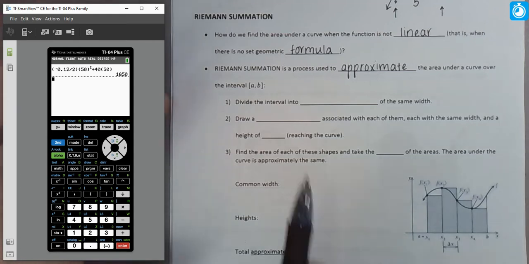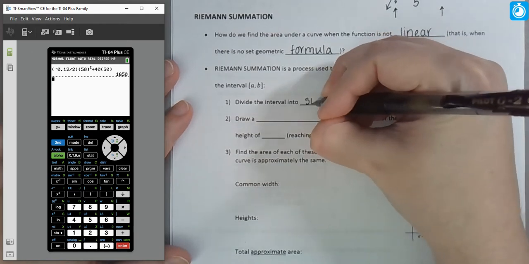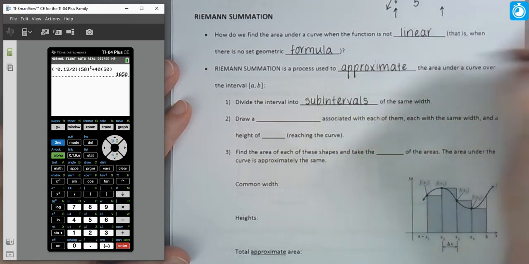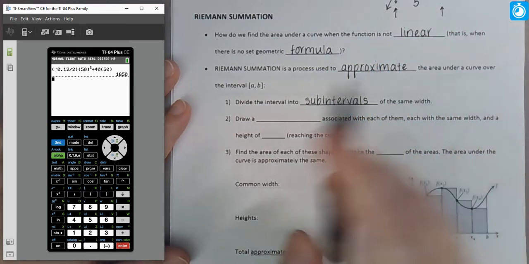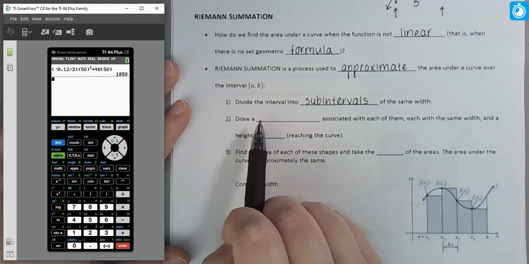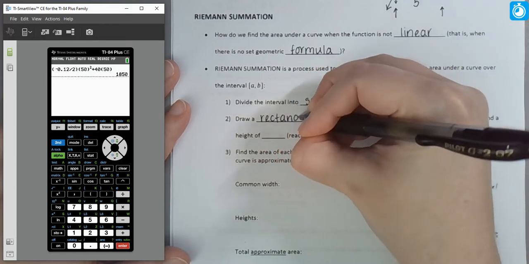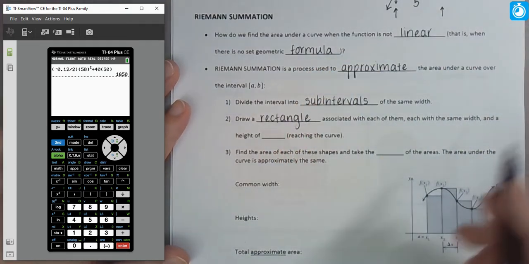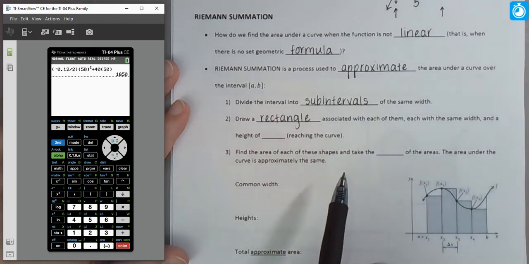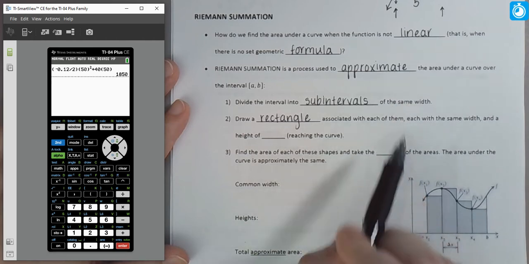So here's what we're going to do. We're going to divide the interval, a to b, into subintervals of the same width. So divide a to b into parts. Then we're going to draw a rectangle associated with each of those subintervals. So each one is going to have the same width because each subinterval has the same width. And then in order to draw a rectangle, we need both a width, which is going to be the length of the base, and a height.